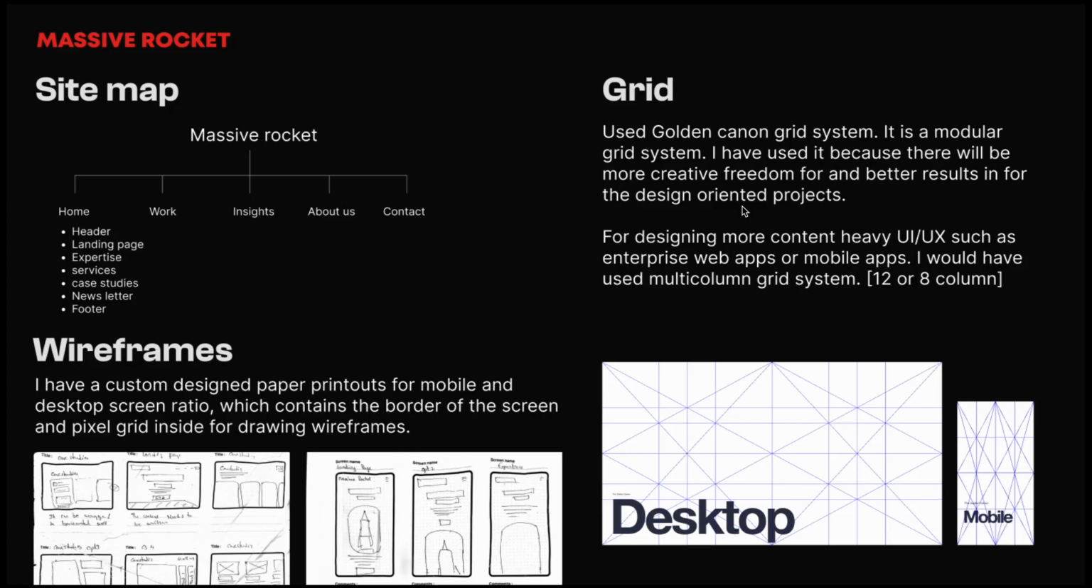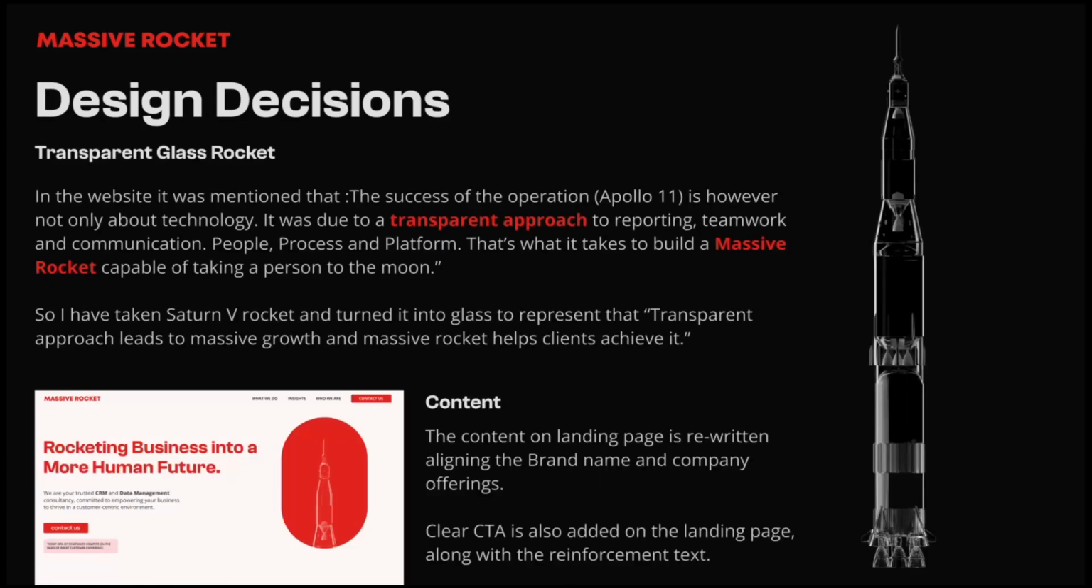And for designing, I used a golden canon grid system. There are basically two types of grid systems. One is the golden canon or modular grid system, and the other is column grid systems, like an 8 pixel grid or a 12 pixel grid. For design-heavy or UI-focused projects like websites, I use this golden canon grid system, because we have a lot of flexibility while designing, the UI also looks much better, and the content is very less. This is the right system to go with.